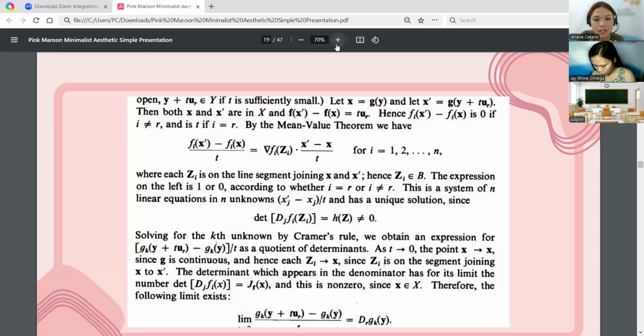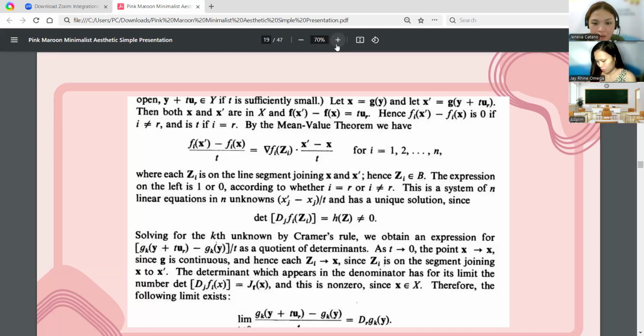The expression on the left is 1 or 0, according to whether i is equal to r or i is not equal to r. This is a system of n linear equations in n unknowns, so it has a unique solution, since the determinant of the partial derivatives d_j f_i at z_i is not equal to 0.